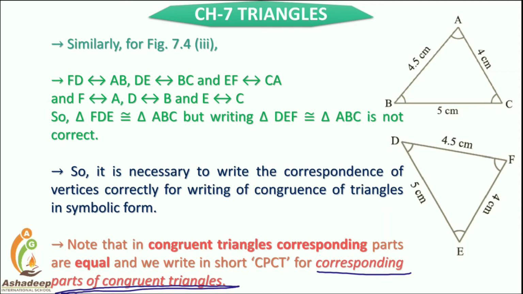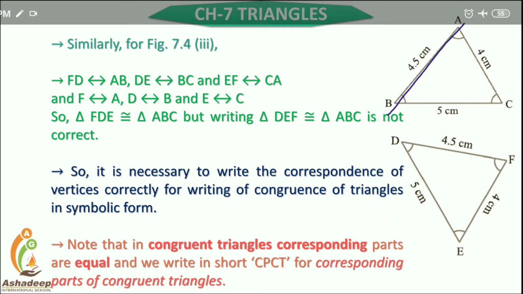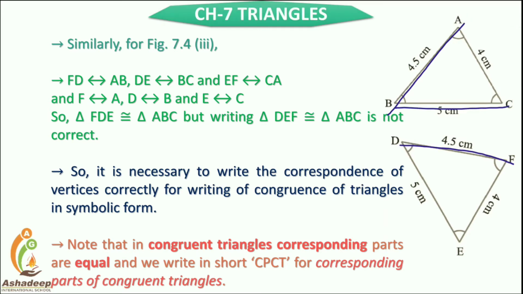Corresponding parts. So who is the corresponding of AB? It is DF. Who is the corresponding of BC? Sorry. Who is the corresponding of AB? It is DF. Who is the corresponding of BC? It is ED. Who is the correspondence of AC? It is EF. So those are the congruents.